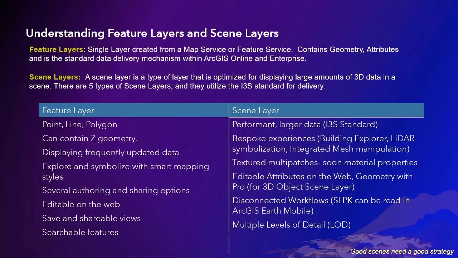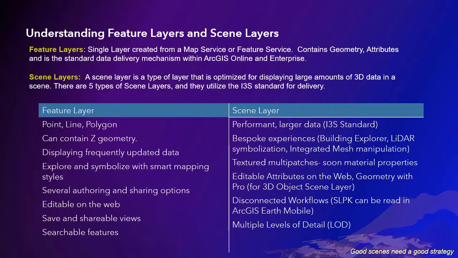Now, scene layers, as I mentioned, they're performant larger data, and they have bespoke experiences based on that data, and we'll get into a little bit of that. They can contain imagery that is used to drape within the mesh geometry, and you can edit attributes over the web. You can edit geometry within Pro. You can also create disconnected workflows where a scene layer package cache can be a mobile scene package and can be read with Earth Mobile. And as I mentioned, multiple levels of detail are generated. So good scenes need a good strategy.